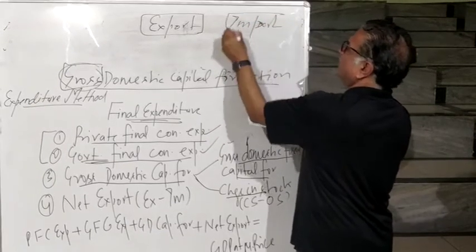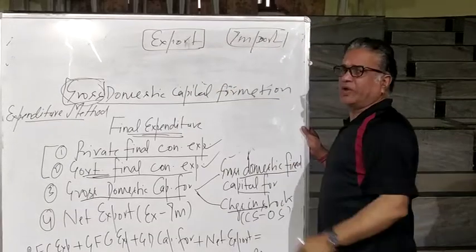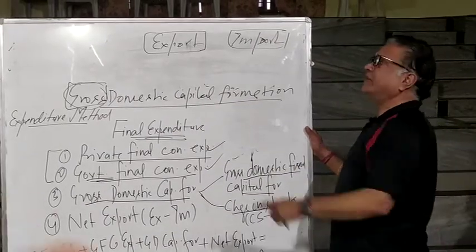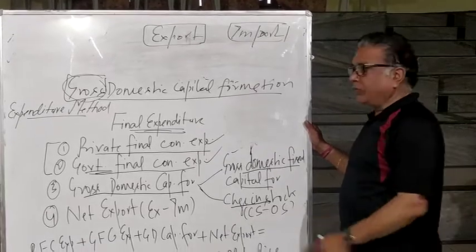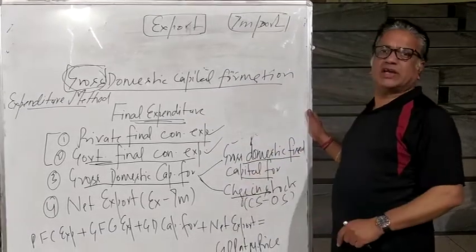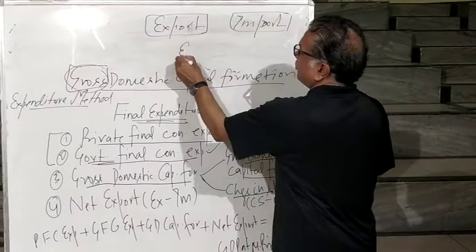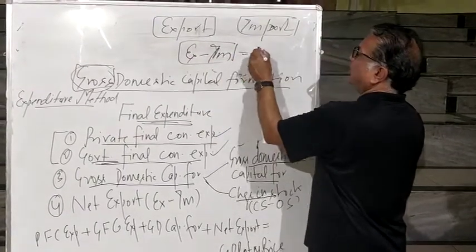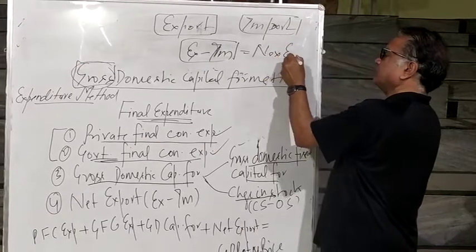If the rest of the world is going to purchase our goods, we call it export. If we are purchasing goods from the rest of the world, we call it import. We have to know the actual purchase. How will we know? Export minus import. That is called net export.